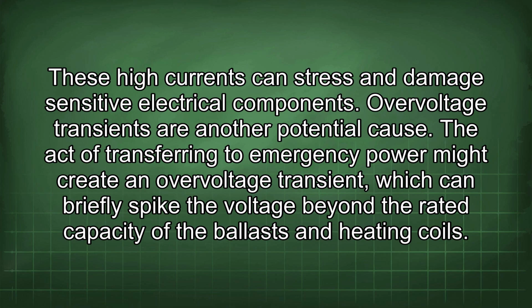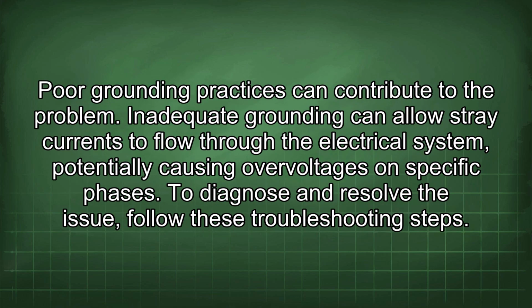Overvoltage transients are another potential cause. The act of transferring to emergency power might create an overvoltage transient, which can briefly spike the voltage beyond the rated capacity of the ballasts and heating coils. Poor grounding practices can contribute to the problem. Inadequate grounding allows stray currents to flow through the electrical system, potentially causing overvoltages on specific phases.